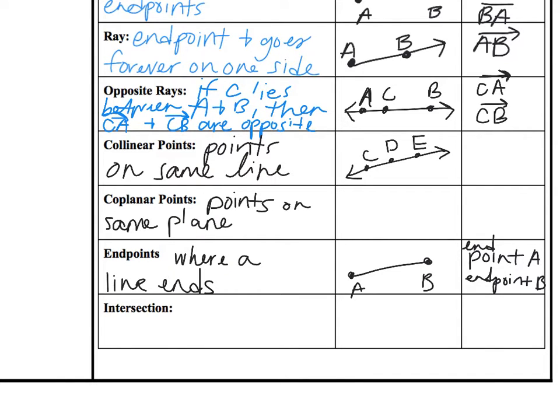Points on the same plane. So I'll draw a plane. C, D, E. Those are coplanar.